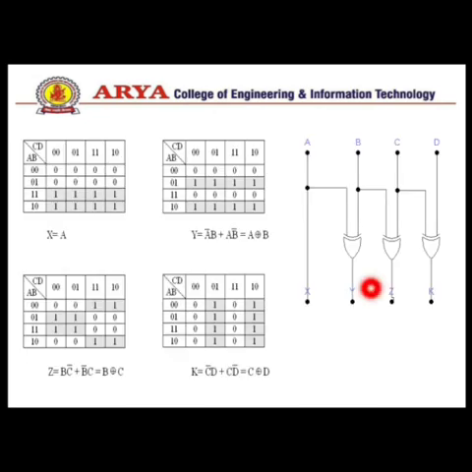And the final logic diagram of a b c d gives x, y, z, k terms: x equals a directly, y equals a XOR b, z equals b XOR c, and k equals c XOR d. This is the final circuit diagram showing how to convert binary to gray code.